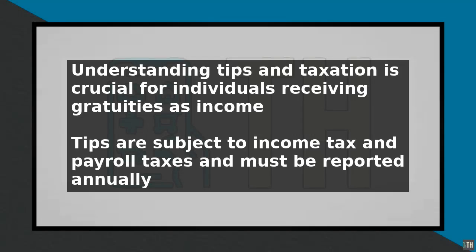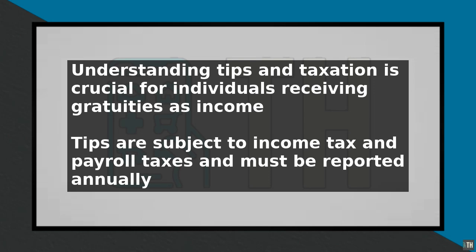Reporting tips on taxes is a crucial aspect of tax compliance for individuals who receive tips as part of their income. The process involves several steps and requires understanding of key concepts and regulations. First, it is essential to understand what constitutes tips and how they are taxed. Tips are gratuities received from customers for services provided, and they are subject to income tax and payroll taxes.